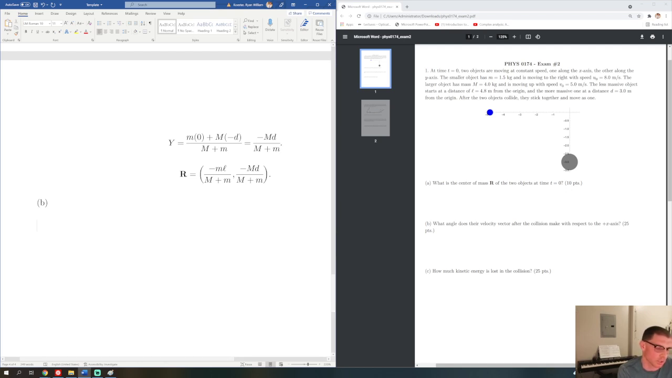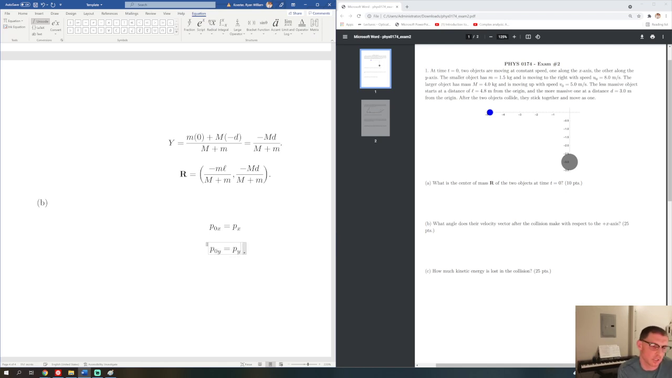So this is how I would do this. I would write the initial momentum in the x direction equals the final momentum in the x direction, and the initial momentum in the y direction equals the final momentum in the y direction. And so we just fill this in. Now, does the bigger object here have non-zero momentum in the x direction?